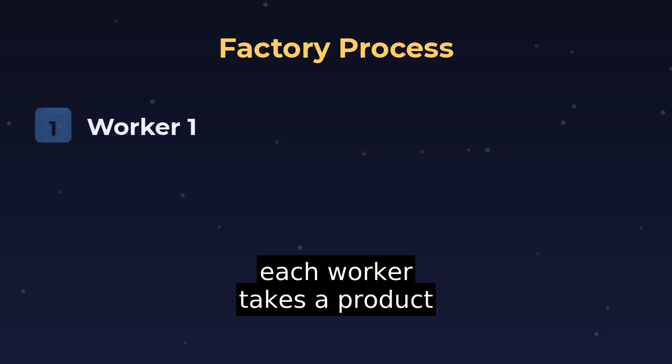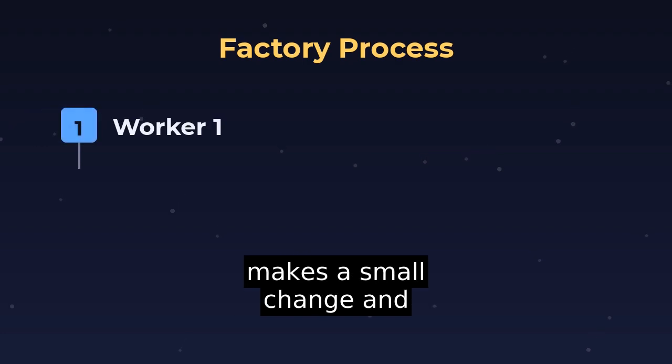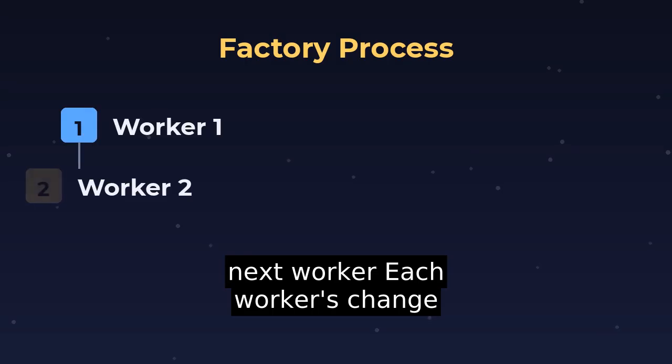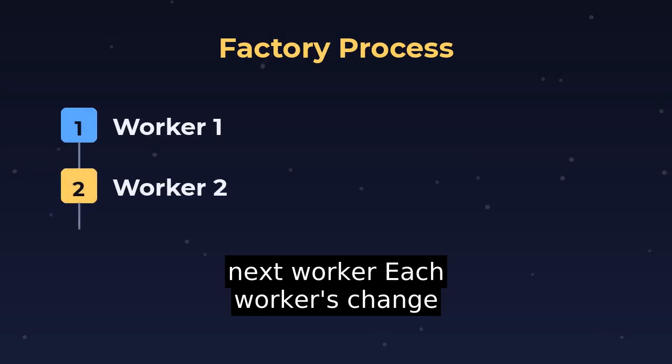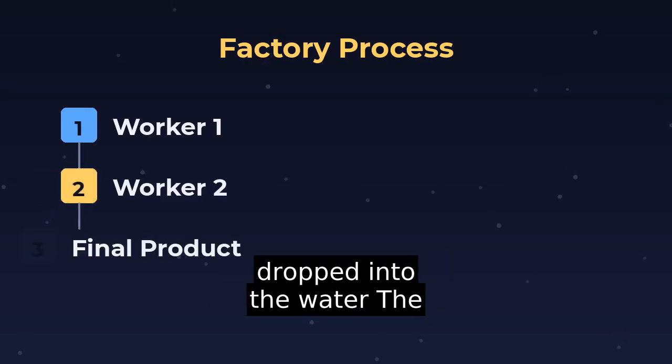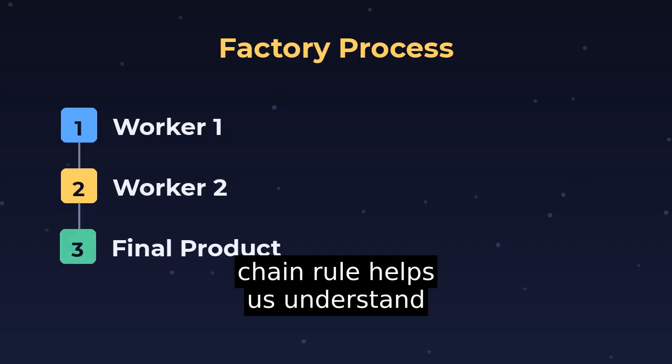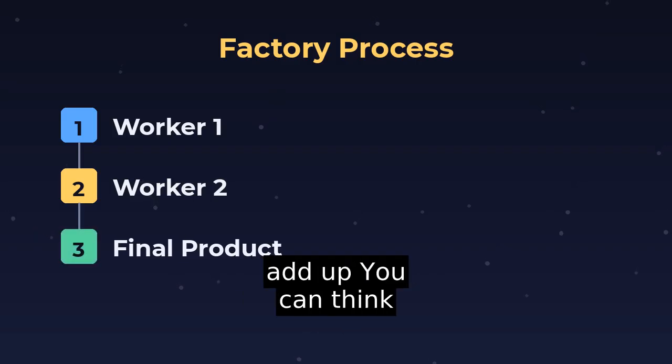Think of a factory where each worker takes a product, makes a small change, and then passes it to the next worker. Each worker's change is like a small stone dropped into the water. The chain rule helps us understand how all these small changes add up.